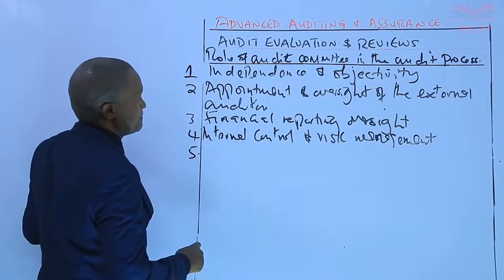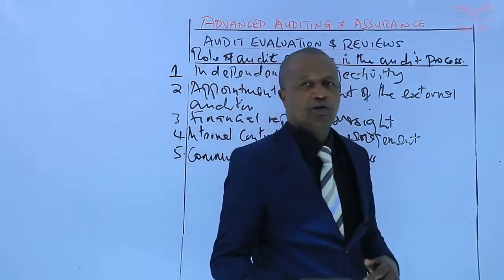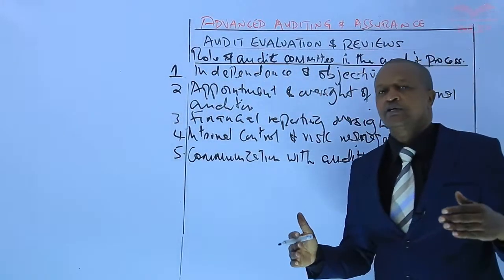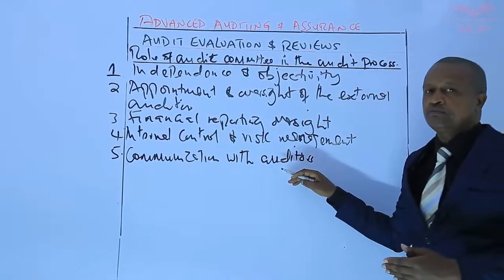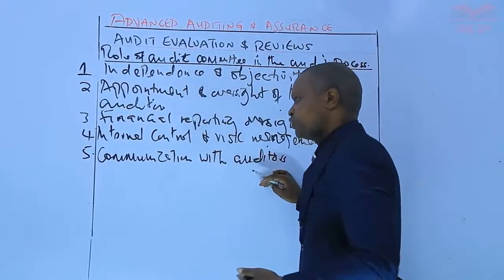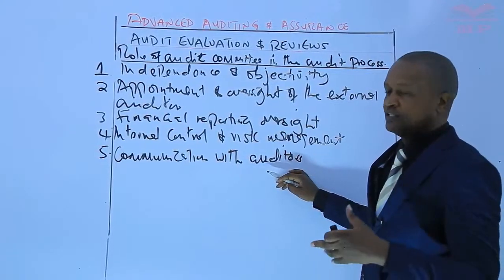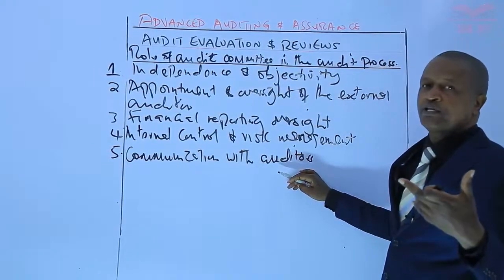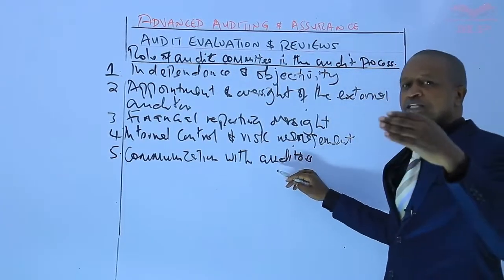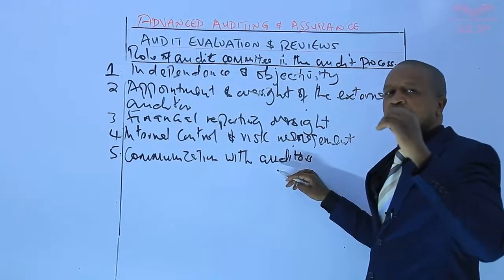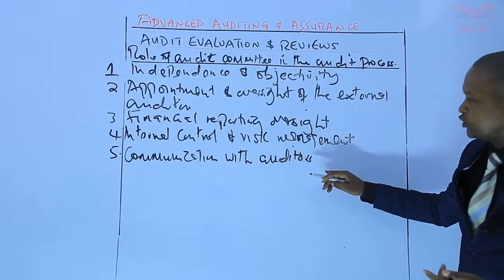Number 5, communication with auditors. Now, an audit committee maintains regular communication with the external auditor. And through this communication, they discuss audit plans and findings. Through this communication, they address any concerns or issues raised by the auditor and ensure that management takes appropriate actions to address identified weaknesses and deficiencies. Communication with the auditor.